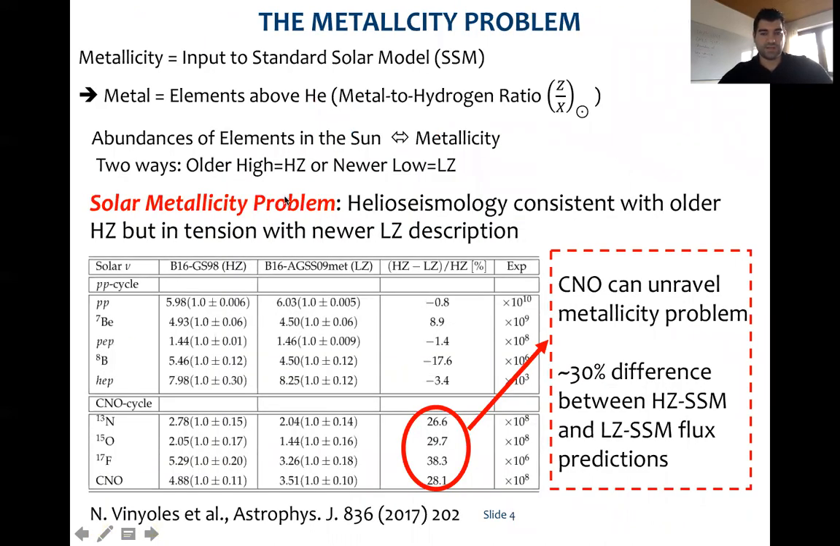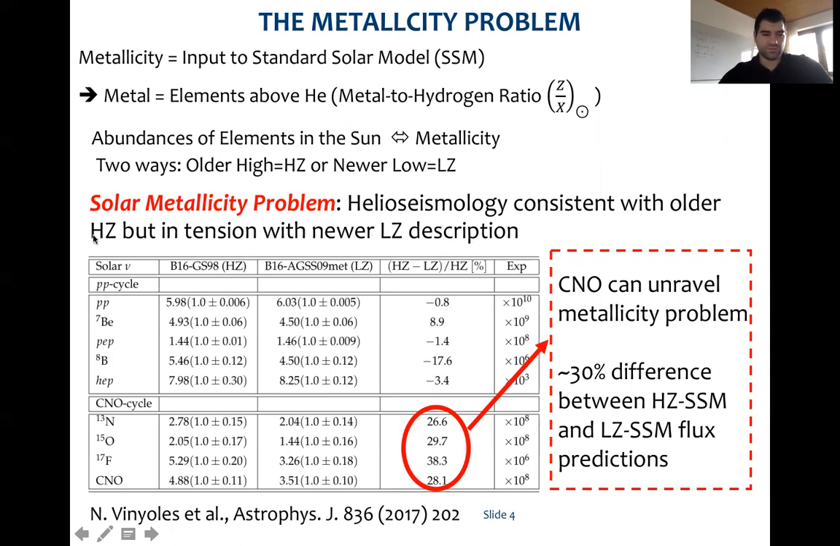The CNO cycle is directly linked also to the so-called metallicity problem. Metallicity is an input to the standard solar model. A metal is an element above helium, and we can quantify this with the metal to hydrogen ratio. And there are two ways to describe them. There is the older high metallicity or HZ description and the newer low metallicity or low Z description. The solar metallicity problem is that helioseismology is consistent with the older high metallicity description, but in tension with the newer low metallicity description.